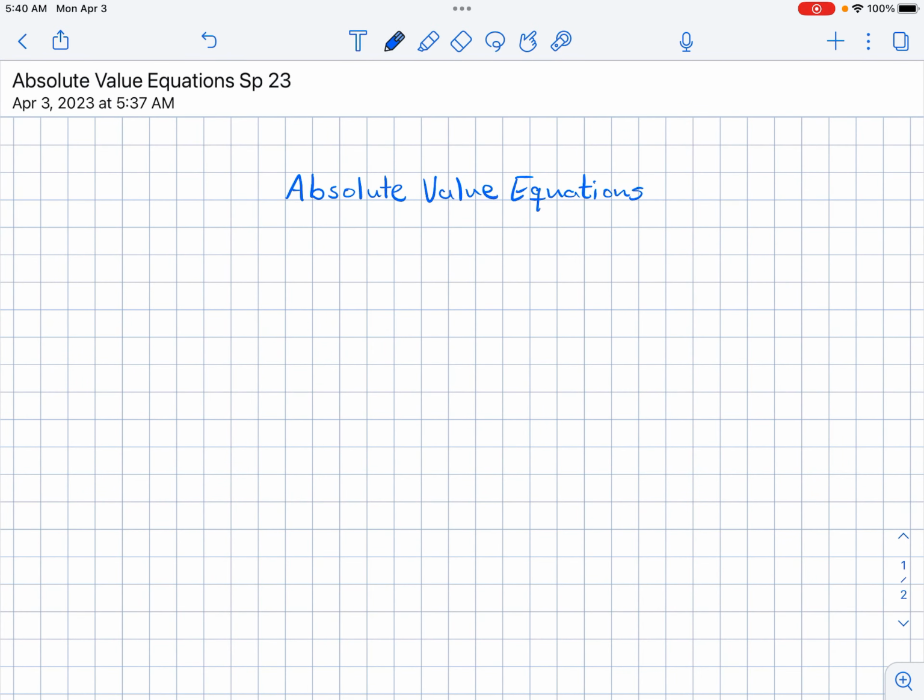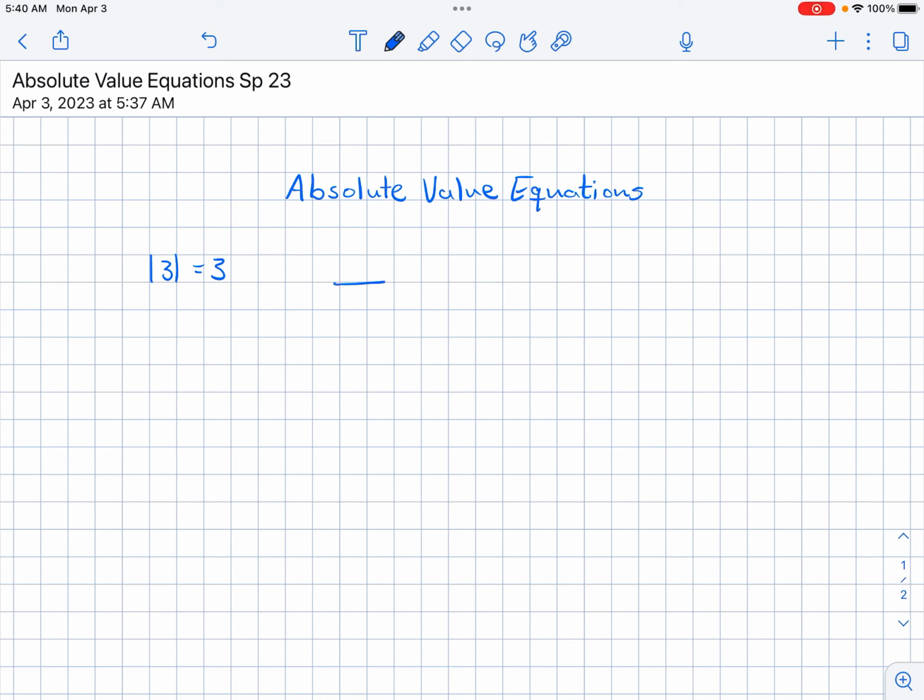Okay, so we're going to look at absolute value equations. Now, first, let's just review what we mean by absolute value. If we see something like this, let's suppose that we have a little vertical line here and we have the number 3 in there, and then close it off with another vertical line. Of course, we've learned in the past that that's just 3.